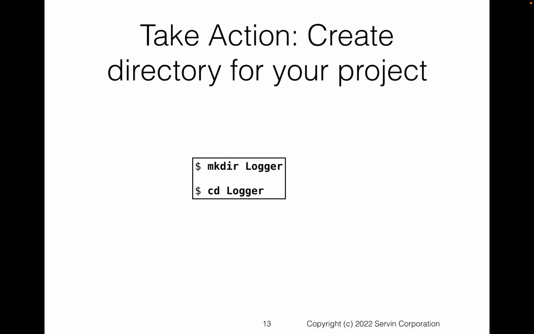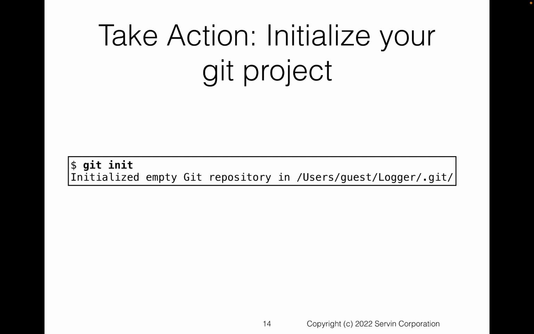Okay, so the action we're going to take, since we've got to do all this from the command line, we're going to make a directory. mkdir is make a directory. We're going to call it Logger, and then we're going to cd, change down into that directory. Okay, so we're down in the directory. We're then going to use the git init command to initialize our directory. So the idea is we're going to put all our source code into this directory, and so we've initialized it. So it's now ready for us to start checking in code as needed.